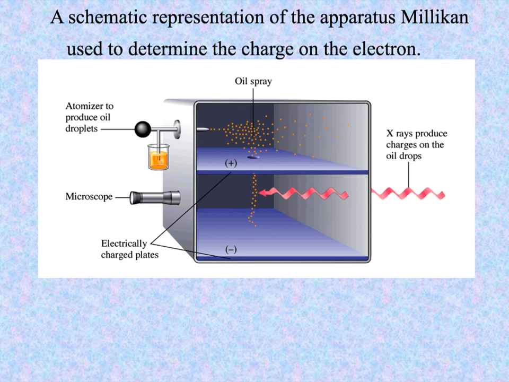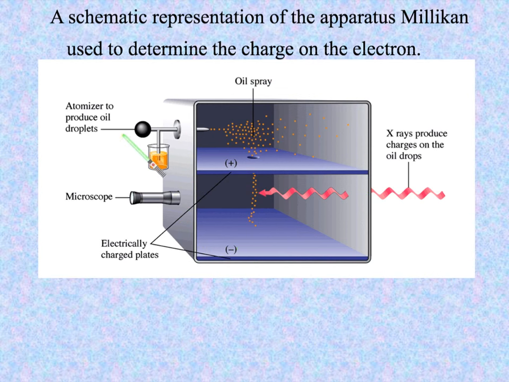So we know that the electrons are negatively charged, and so Millikan did more studies on the electron to discover the actual magnitude of this negative charge. So let's take a look at his apparatus here. So he has this box. Look, positive plate, negative plate. So we have another electrical field here.